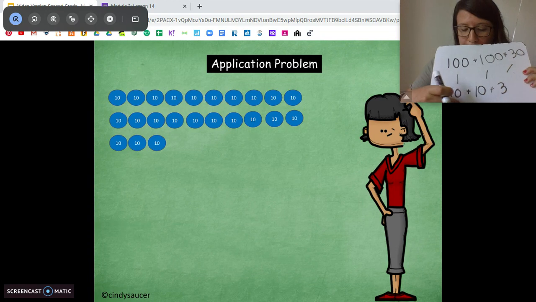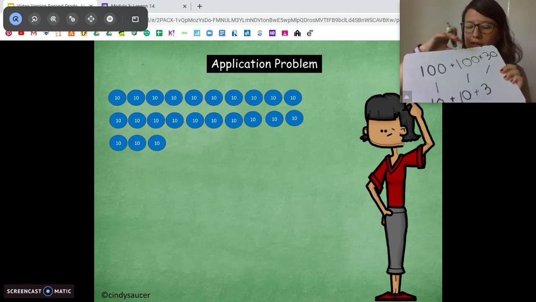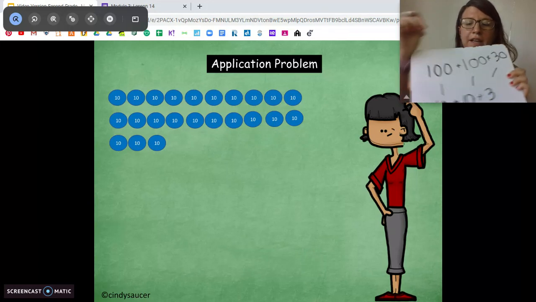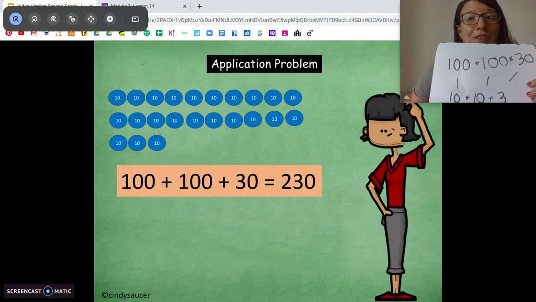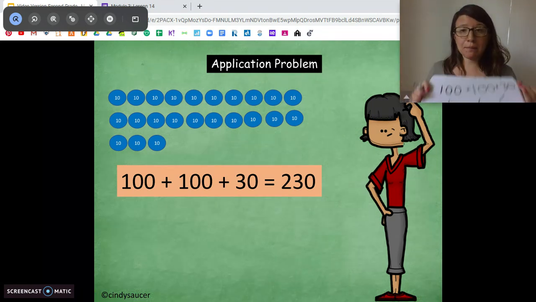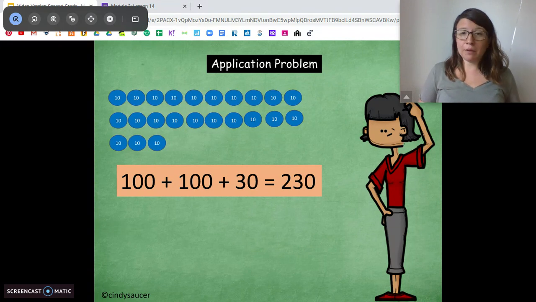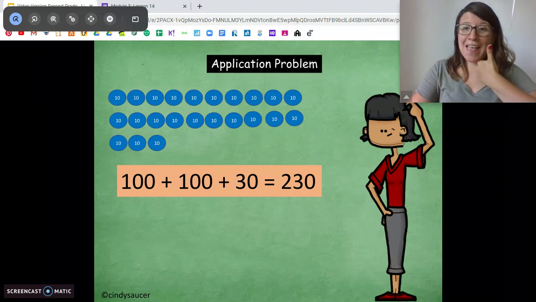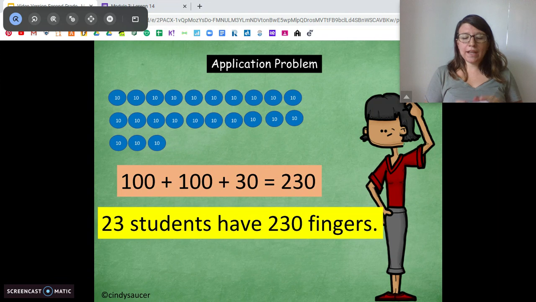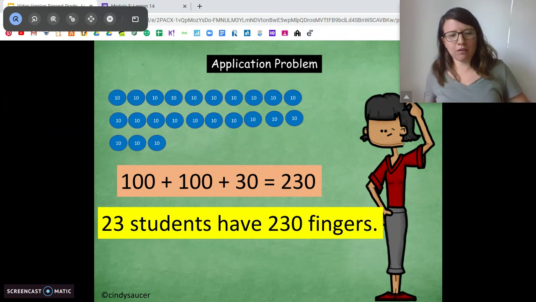You can see that. So this is 10, 20, 23 students, and 10 students have 100 fingers, so 100, 200 plus 30 is 230 fingers. Now you could have solved it by counting by tens all the way up to 230. Either way works for me. Whatever makes most sense to you. But if you got 230, give me a thumbs up. Good work. So 23 students have 230 fingers. That's a lot of fingers.